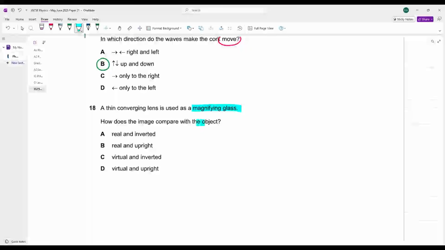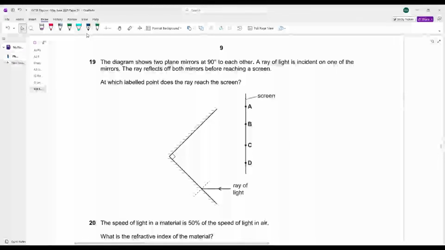How does the image compare with the object? जब भी आपके पास magnifying glass होता है क्या होता है? Your image is virtual and upright. D is your answer. 19 पे आ जाओ.